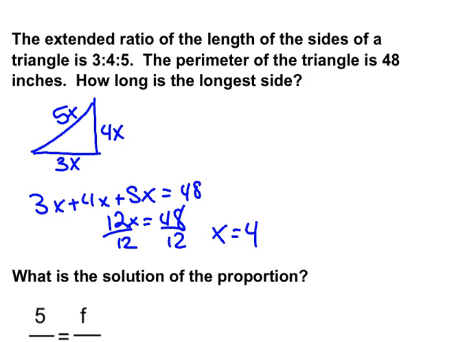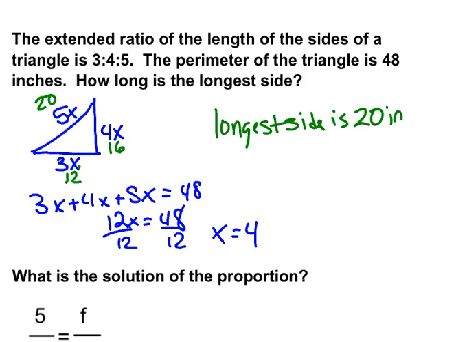So if we look at the longest side, multiplying by 3 is going to give us 12. Multiplying by 4 is going to give us 16. Multiplying by 5 is going to give us 20. So the longest side is 20 inches.